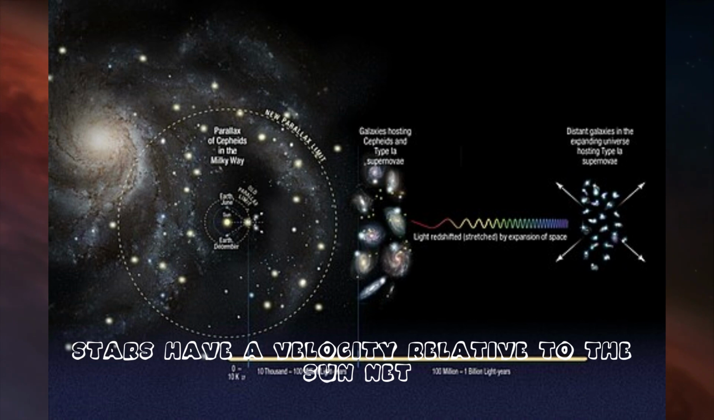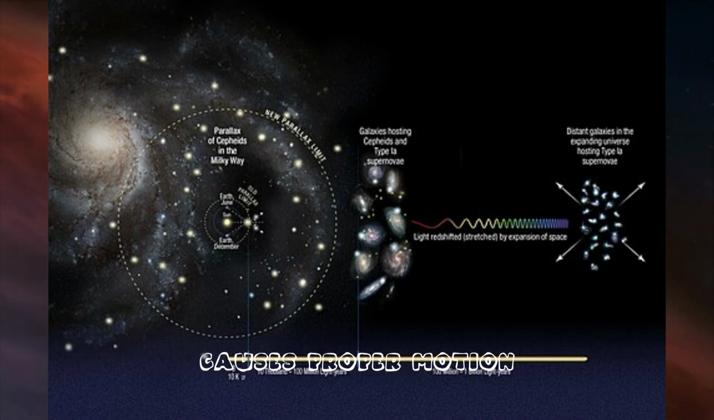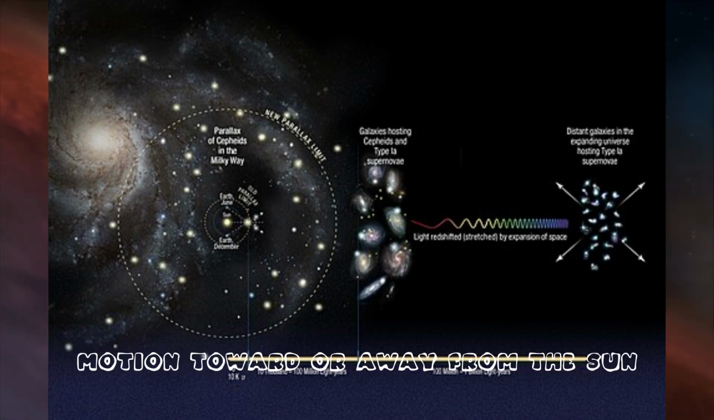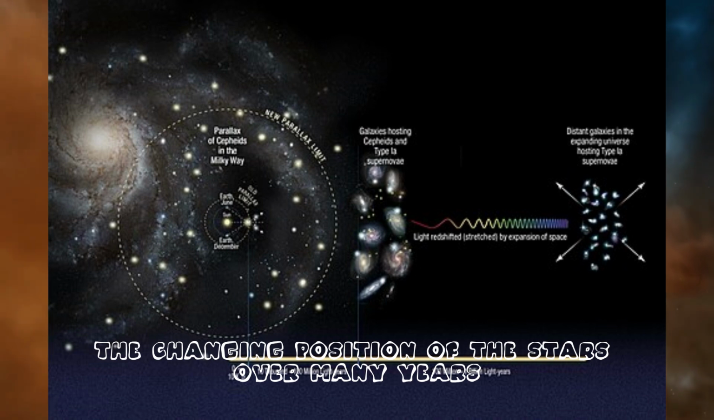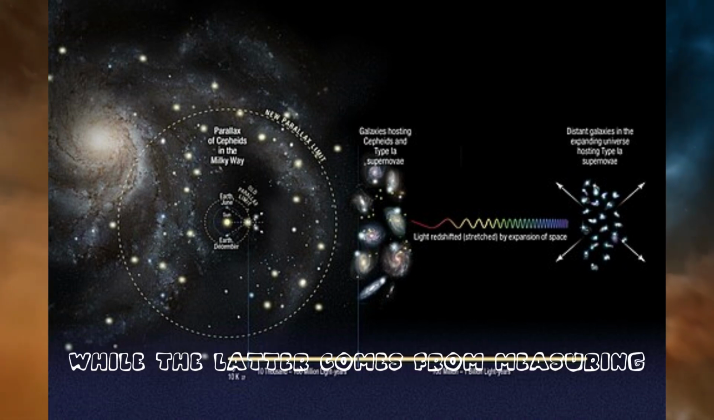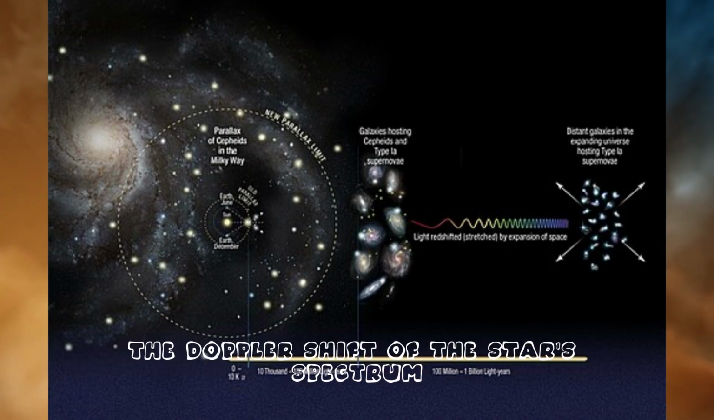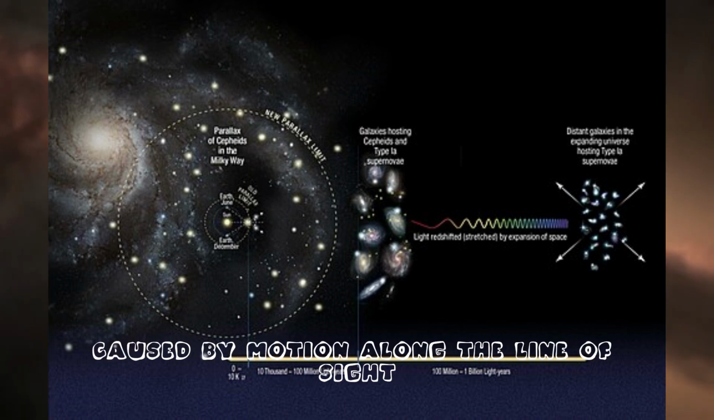Stars have a velocity relative to the Sun that causes proper motion, transverse across the sky, and radial velocity, motion toward or away from the Sun. The former is determined by plotting the changing position of the stars over many years, while the latter comes from measuring the Doppler shift of the star's spectrum caused by motion along the line of sight.